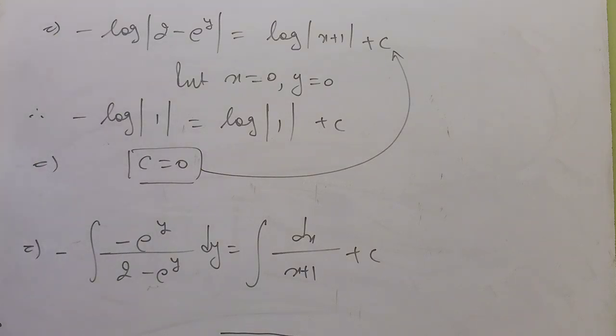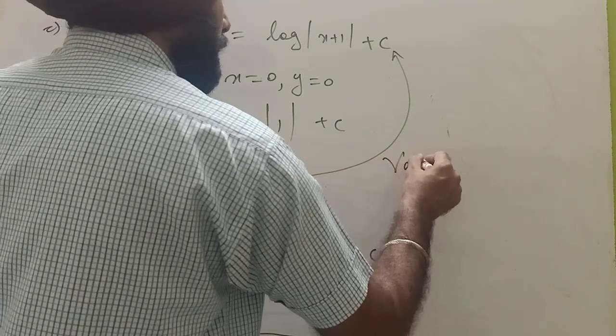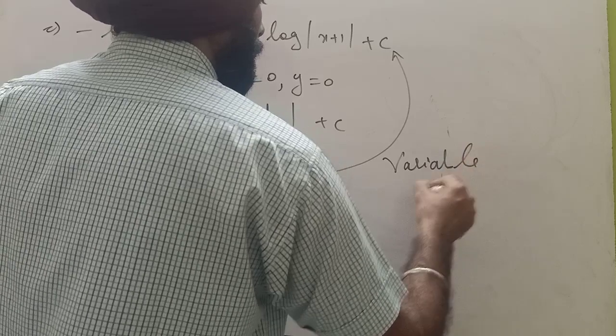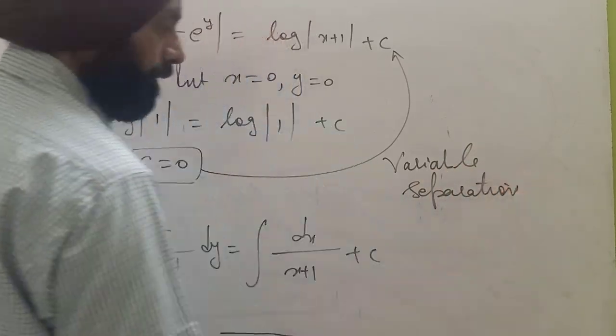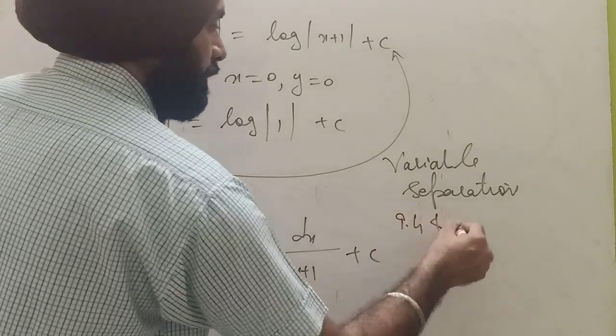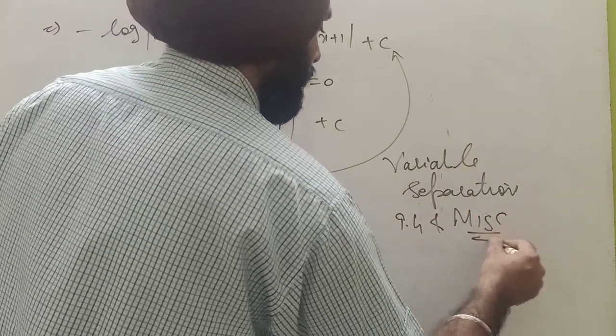So in this way you can solve the variable separation method questions from exercise 9.4 and the miscellaneous exercise, and with examples also.